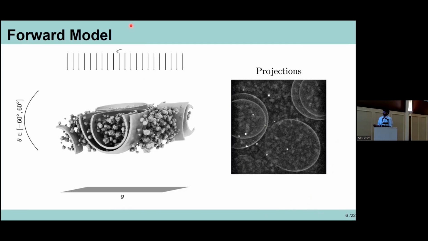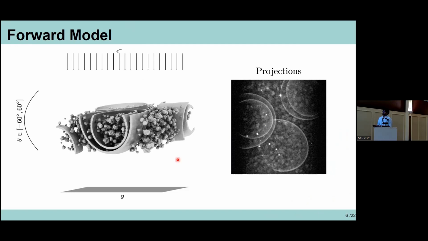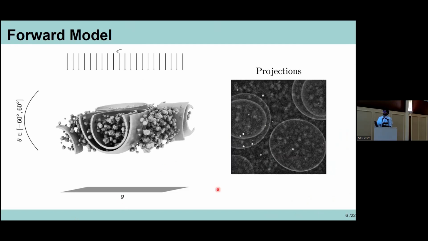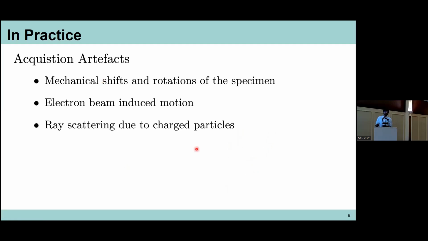In practice, there are various artifacts which creep into the data acquisition process. As mentioned in the previous presentation as well, you get various mechanical shifts and rotations. These come from the calibration process, from people walking or talking while the experiment is going on, and also from certain electron-induced motions. We model these in the projections rather than in the volume itself. So let's look at some of these artifacts.